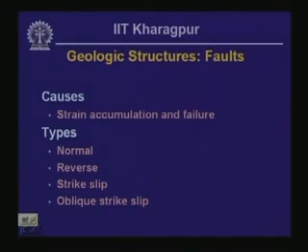Now, depending on which way the blocks move with respect to each other, different types of faults develop. We have to consider different types of faults, and the types usually encountered are normal fault, reverse fault, strike slip fault, and oblique strike slip fault. What is meant by each one of these faults is going to be explained in the next few slides.